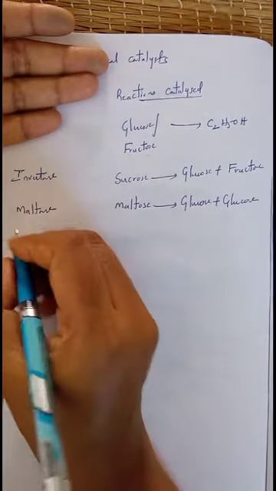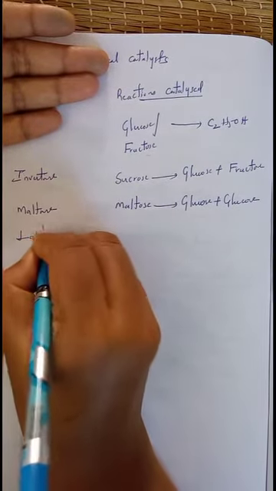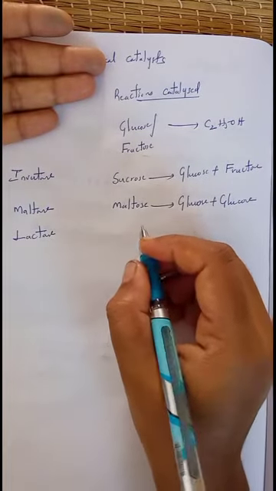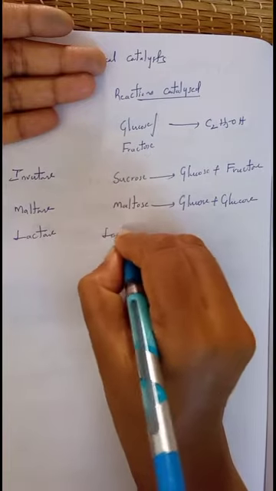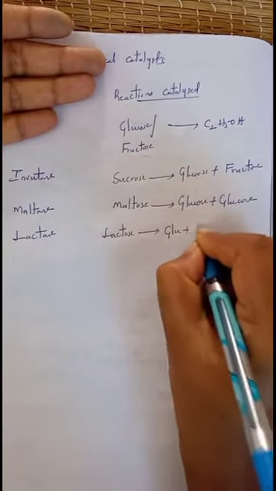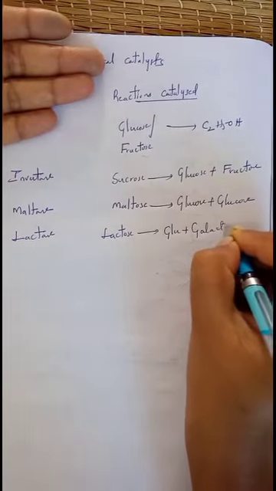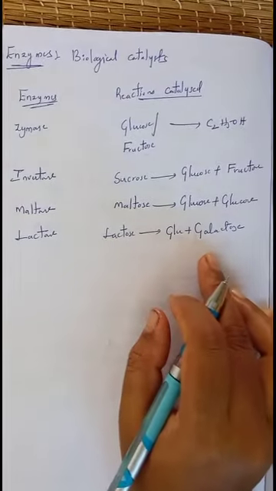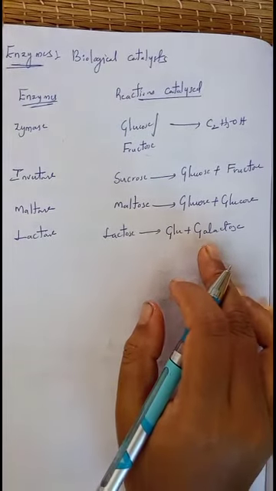Next one, lactase. This lactase can catalyze lactose into glucose and galactose. This is also a disaccharide, which contains glucose and galactose monosaccharides.